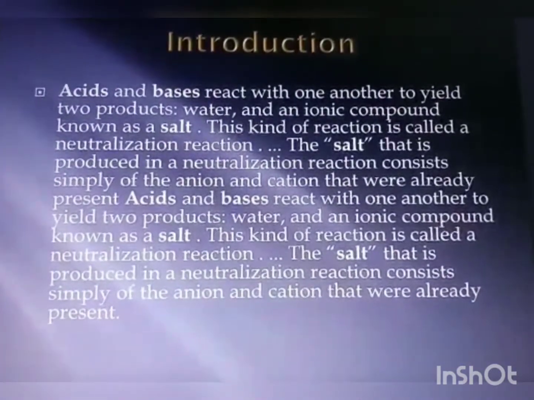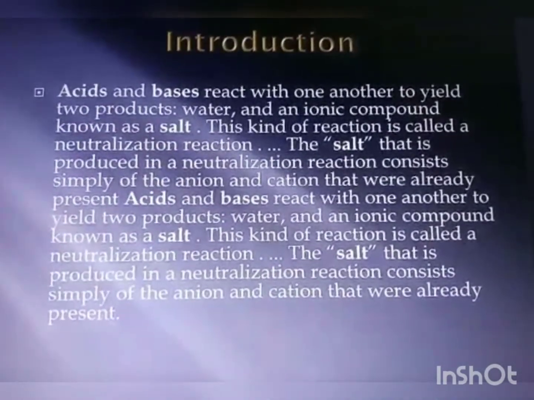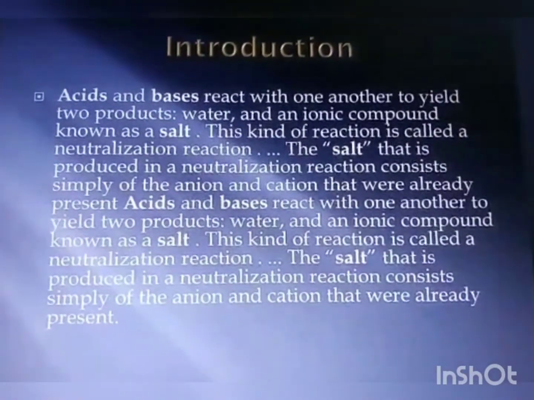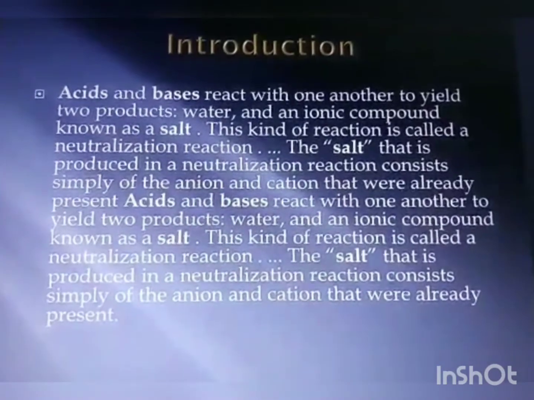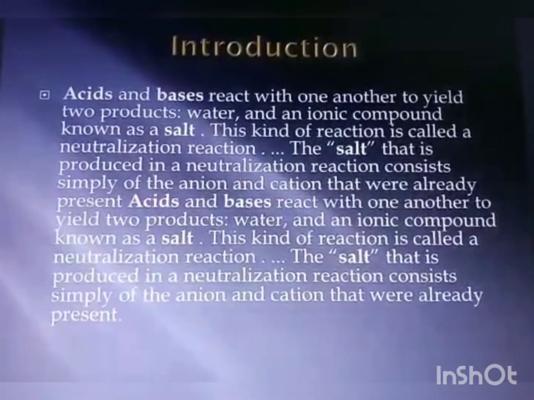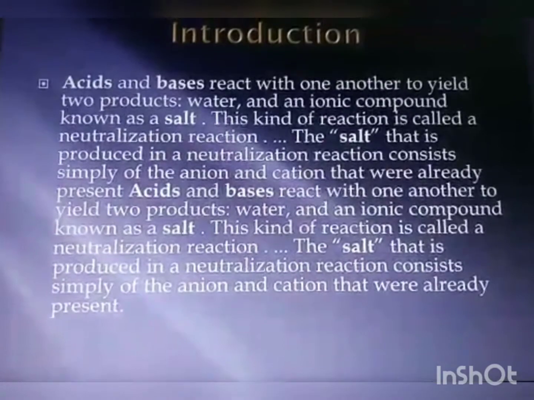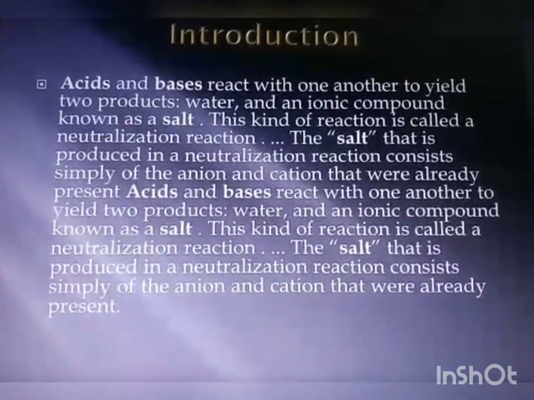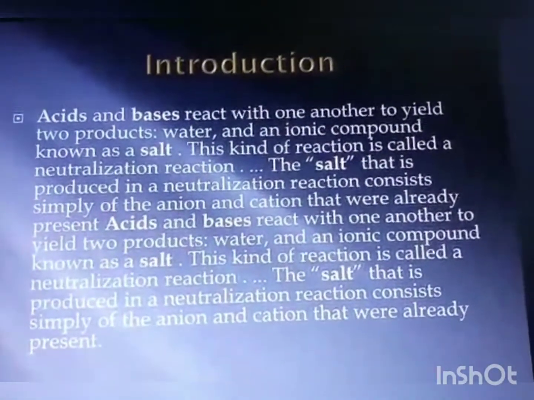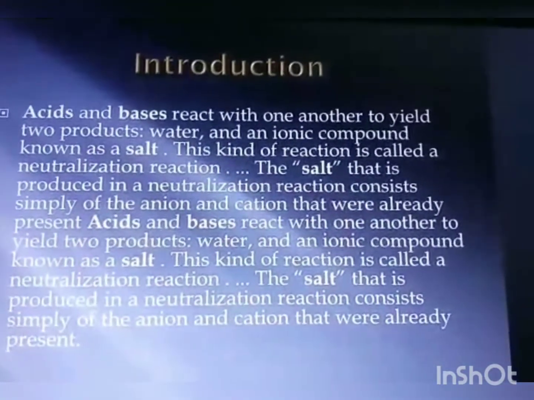Acids and bases react with one another to yield two products, water and an ionic compound which is known as salt. This kind of reaction is called neutralization reaction. The salt that is produced consists simply of the anion and cation that were already present. It means cation and anion, that is positive ion and negative ion, which neutralize each other's effect. That is why this process is known as what? Neutralization reaction.